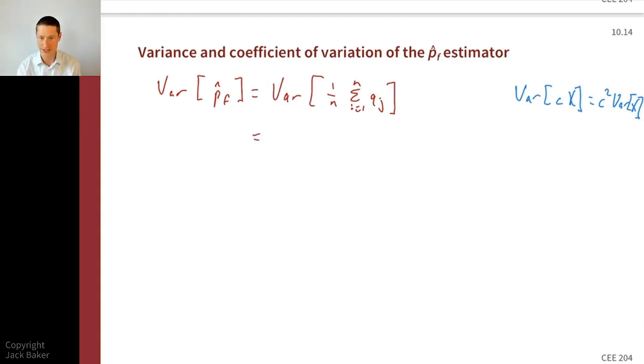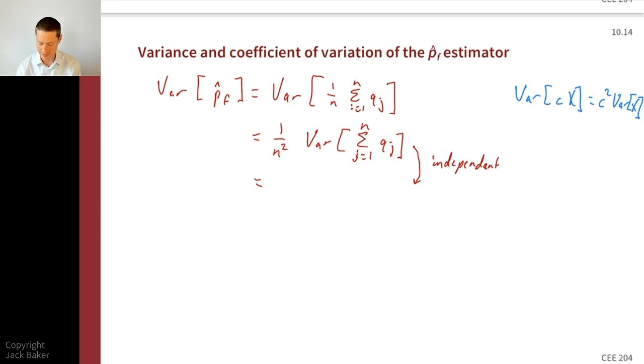So I've got a 1 over n here. When I pull that outside of the variance, I'm going to get a 1 over n squared, because the constant gets squared. And then let's just do this in a couple steps here. We'll leave the summation alone for the moment. So it's the variance of the sum, j equals 1 to n, qj. Then that variance, it's a sum of a bunch of independent terms. And since they're independent, I can compute their variances separately and add them up.